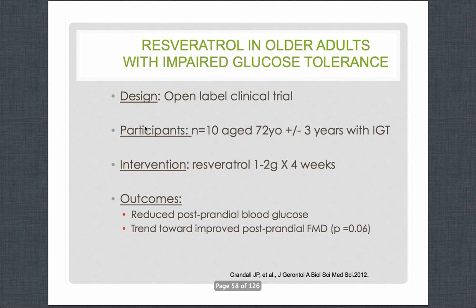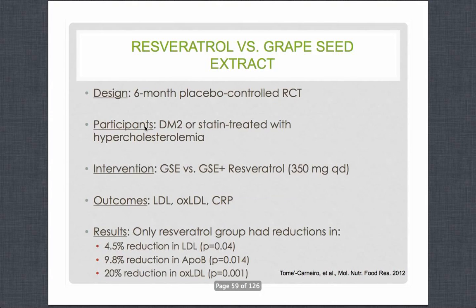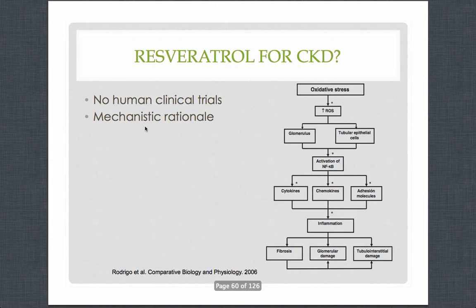We discussed some studies on vitamin C. Here's the study on resveratrol again. Resveratrol plus GSE we've discussed. There's no human clinical trials on resveratrol. There's mechanistic rationale based on all of these reasons: increases in oxidative stress and activation of NF-kappa B, reductions in cytokines and chemokines, reduction in inflammation. These are all mechanisms that are involved with chronic kidney disease that resveratrol has some action on. So I think that there's strong rationale for using resveratrol in CKD, but again, it hasn't been subject to clinical trials.